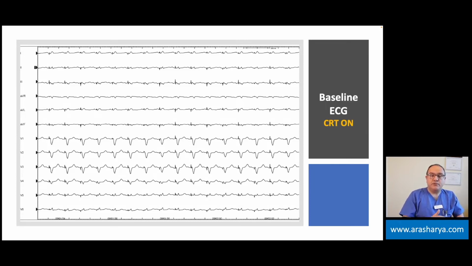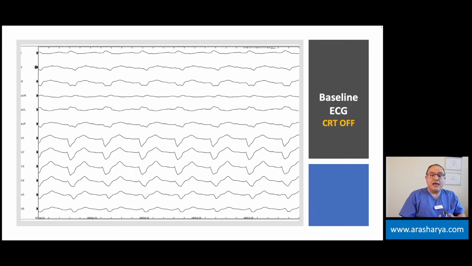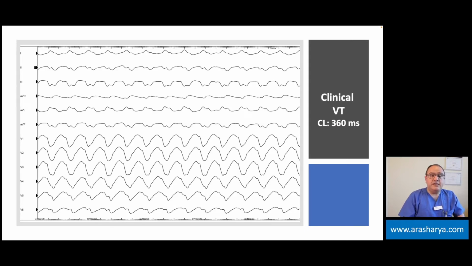Very important point. We also have to look at the ECG morphology without CRT stimulation. And here we have the sinus rhythm without CRT stimulation, long PR interval, and left bundle branch block morphology in ECG. And here we have the ventricular tachycardia, a negative concordance, which definitely shows that the wide QRS complex tachycardia is a ventricular tachycardia, and we have a left bundle branch block-like morphology.